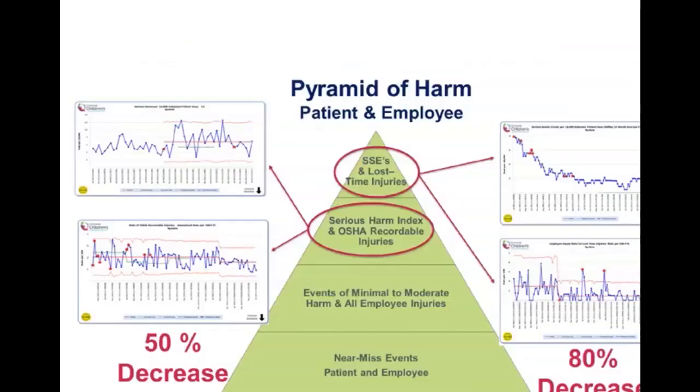And then the last thing I'll share is this diagram from Cincinnati Children's in the U.S., which really highlights that they're shifting from talking about patient safety and workforce safety to talking about safety. Anytime they share safety measures, they have employee harm measures side by side with patient harm measures. If they have serious safety events for patients, they have lost time injuries for the workforce. If they have a serious harm index for patients, they have OSHA recordable injuries for the workforce, et cetera. And so they are just saying safety now.